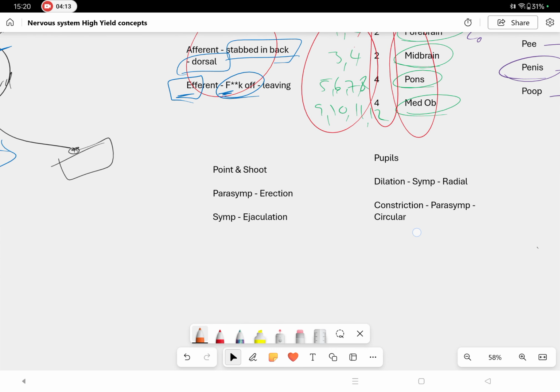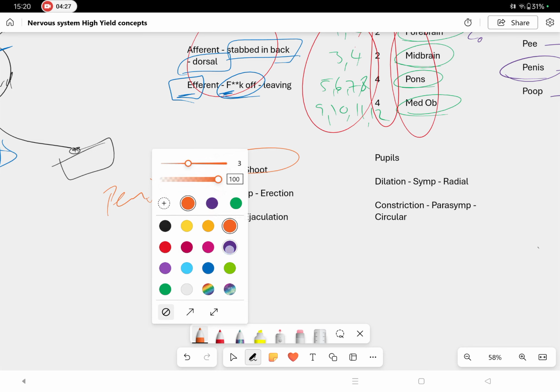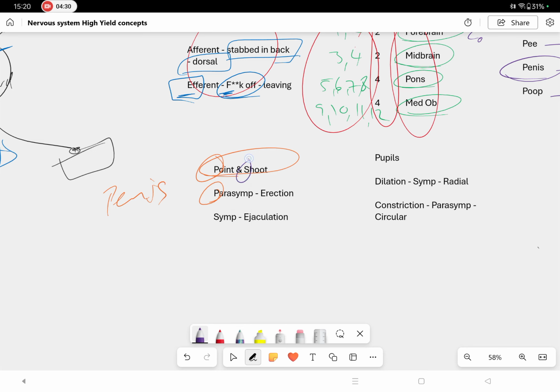Okay, now while we're on that topic, we then go to point and shoot, and this is referring to your penis, and what you've got is your P for point, P for parasympathetic, and I'll change the color so that we can visualize, and S for shoot and S for sympathetic. So your parasympathetic allows for erection, and your sympathetic allows for the ejaculation. Okay, so point and shoot, P for parasympathetic, S for sympathetic, and your parasympathetic will promote this, i.e. the pointing, and then the shooting is actually the ejaculation.